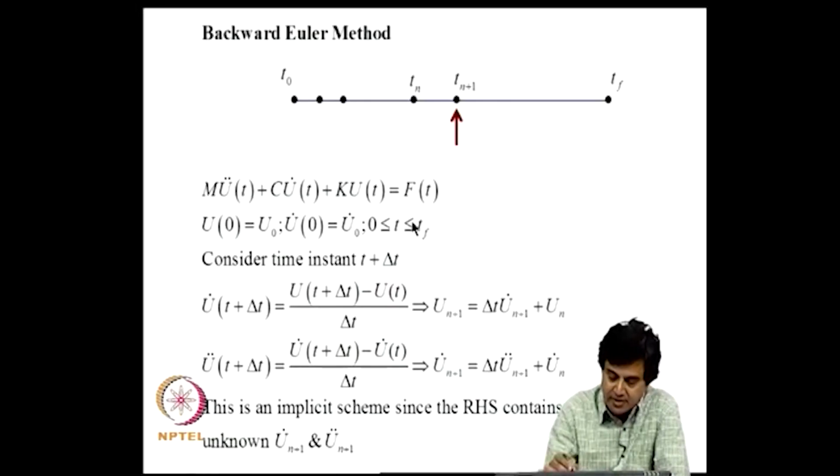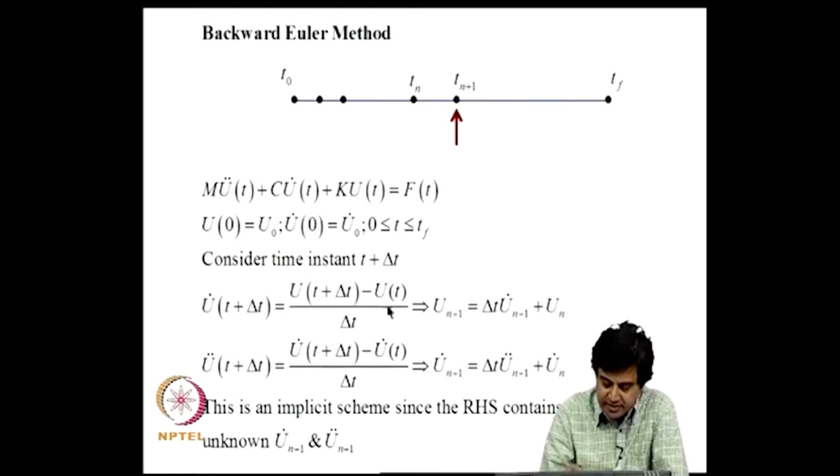Now let us consider the time instant t plus delta t, and we write the derivative at that point. It will involve the displacement at t plus delta t and at t. So this is the approximation according to the backward difference scheme. Similarly, acceleration can be written in terms of velocities, and if we now use the expression for u dot at t plus delta t, we see that if I solve for u n plus 1, it will be delta t into u dot n plus 1 plus u n.